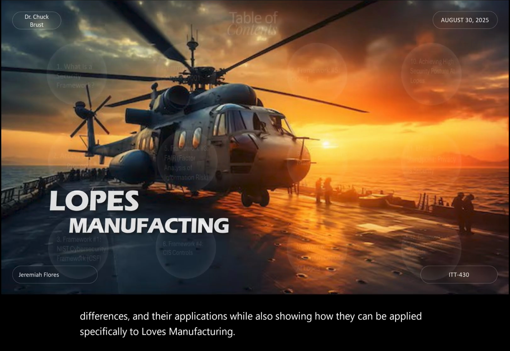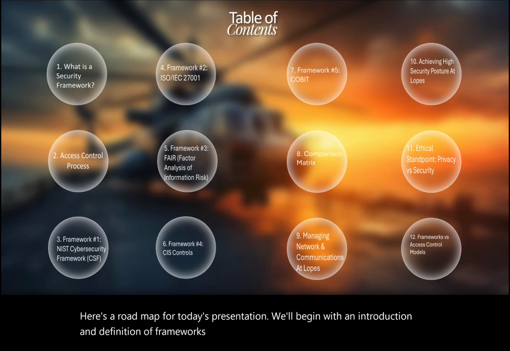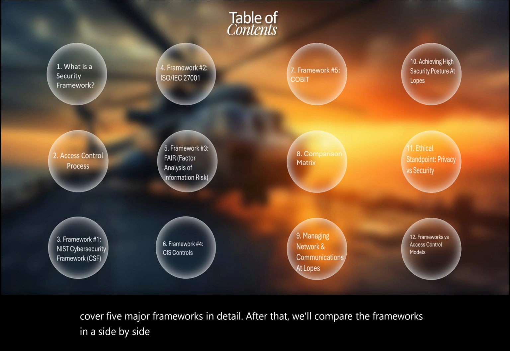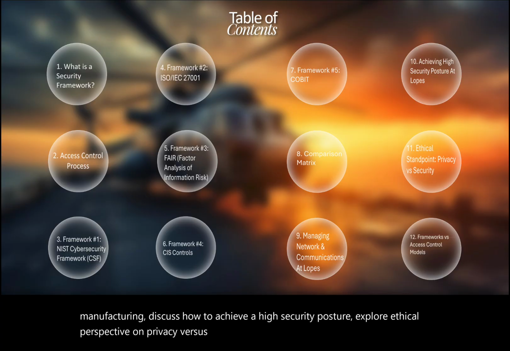Here's a roadmap for today's presentation. We'll begin with an introduction and definition of frameworks. Next, we'll review the access control process, then cover 5 major frameworks in detail. After that, we'll compare the frameworks in a side-by-side matrix. We'll then apply the frameworks to Lopes Manufacturing, discuss how to achieve a high security posture, explore an ethical perspective on privacy versus security, and finally review the difference between frameworks and access control models.